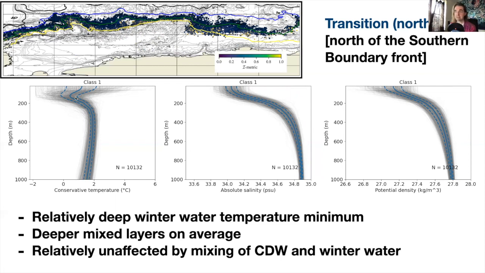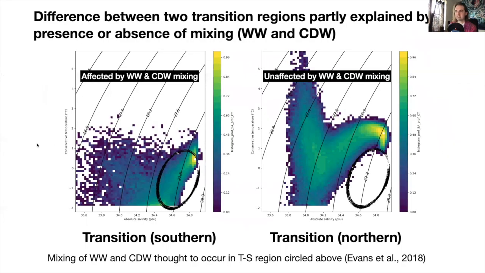It has a relatively deep winter water temperature minimum compared to the previous class, especially deeper mixed layers. And like we said, it's relatively unaffected by that mixing of circumpolar deep water and winter water. Can we confirm that? Let's see if we can confirm that by looking at a couple of temperature and salinity diagrams. Lots of different kinds of oceanography are valid, but there's something satisfying about a TS diagram.